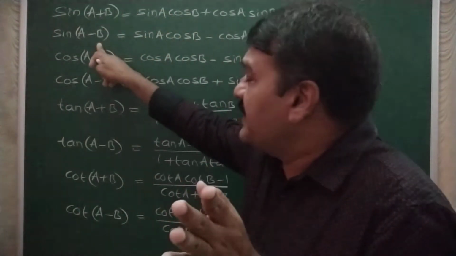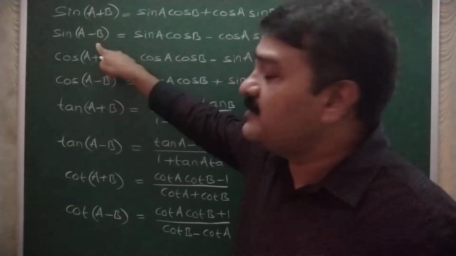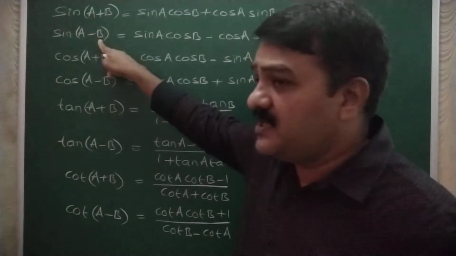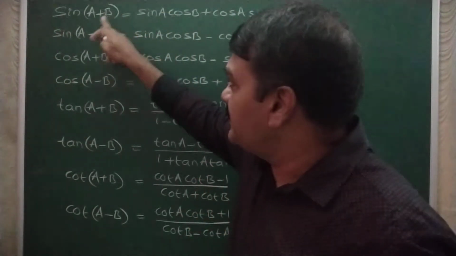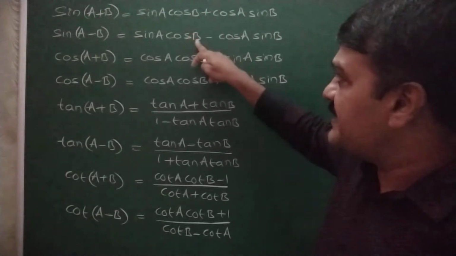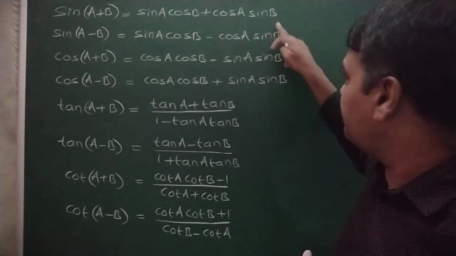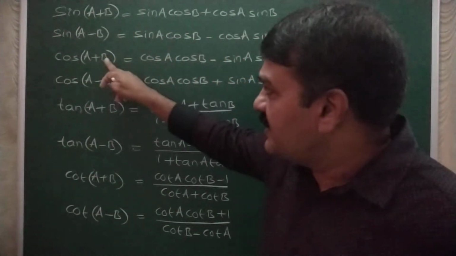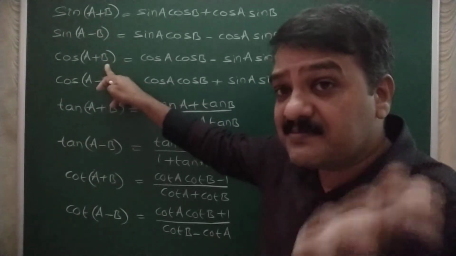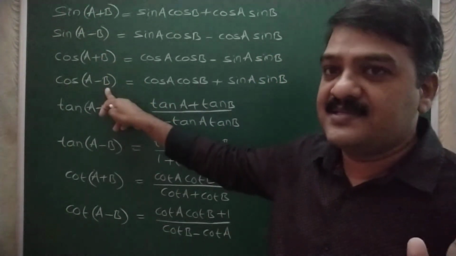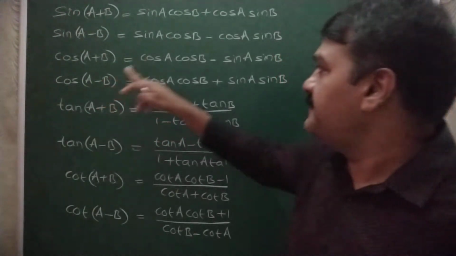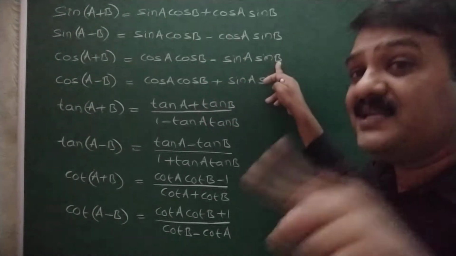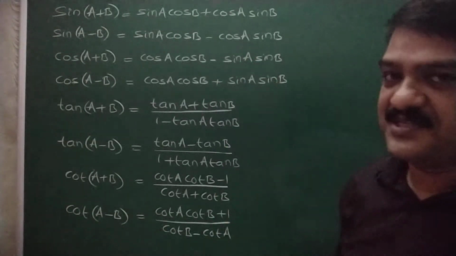Now to get sine of A minus B, we just replace B with minus B. In the sine of A plus B formula, if we replace B with minus B, we are going to get this. Replacing B with minus B means cos of minus B here, which is cos B only, and sine of minus B here, which is minus sine B. Therefore we get minus sine. Similarly, in the cos A plus B formula, if we replace B with minus B, we are going to get this. Cos of minus B is cos B only, no change. Sine of minus B is minus sine B, therefore this sign changes.